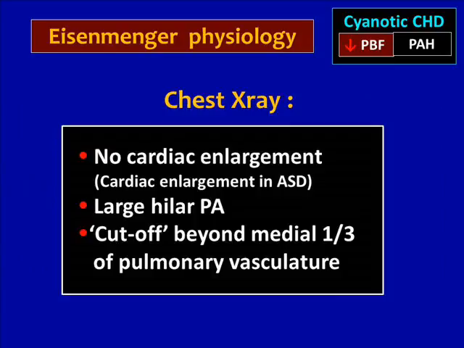So how is the chest X-ray in Eisenmenger physiology? No cardiomegaly, but as an exception, cardiac enlargement does occur in ASD with PAH. Large hilar pulmonary arteries are seen. Typically, because of decreased pulmonary blood flow and PAH, the pulmonary vasculature shows cutoff beyond the medial one-third of lung fields, called peripheral pruning, meaning the pulmonary vessels are seen prominent medially but not seen laterally in the periphery of lung fields.